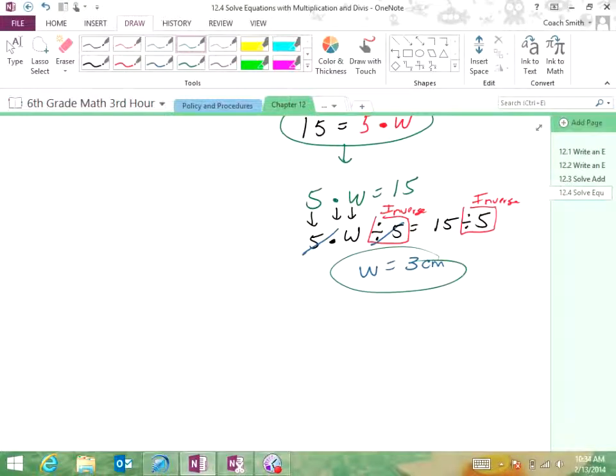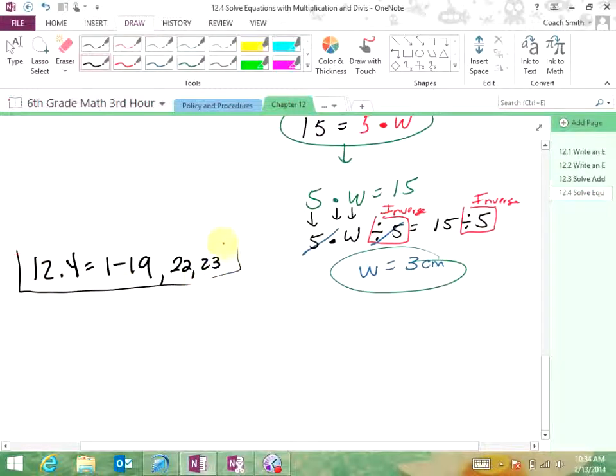Now, your homework. 12.4, 1 through 19, and 22 and 23. Okay, we have quite a bit of time, so I need you to start doing it, so that way if you have questions, I can answer them.